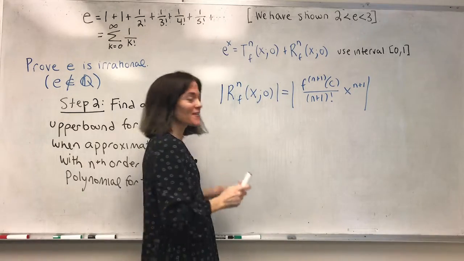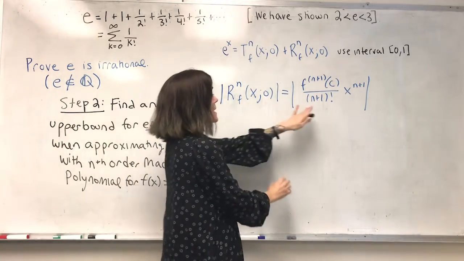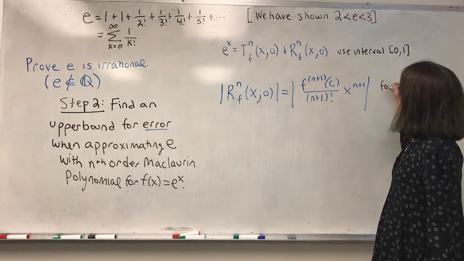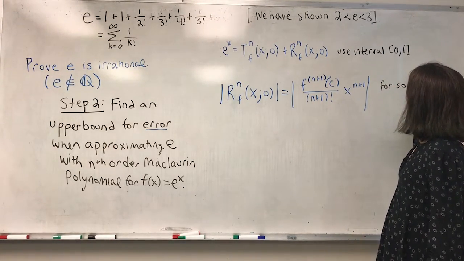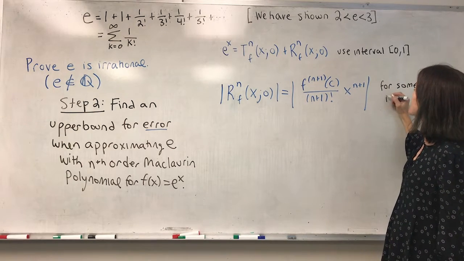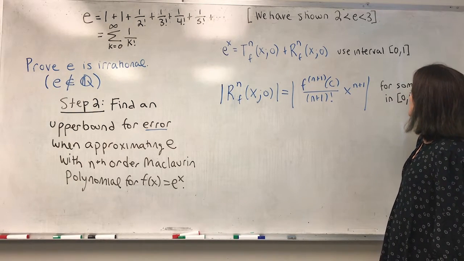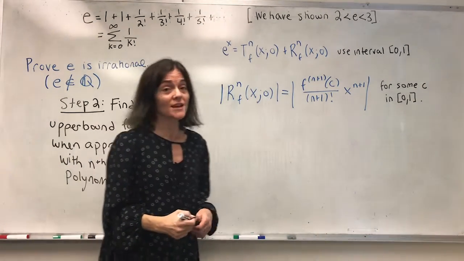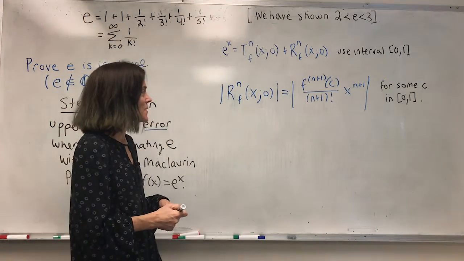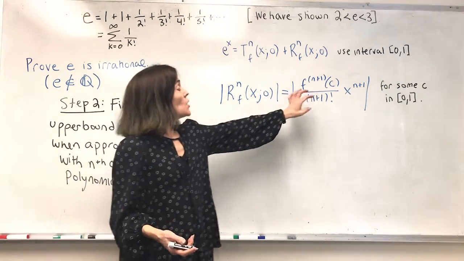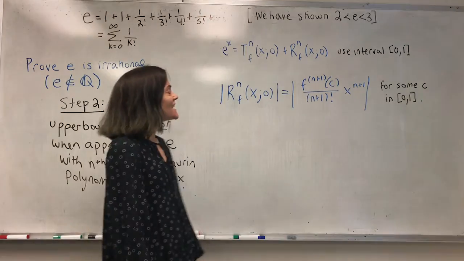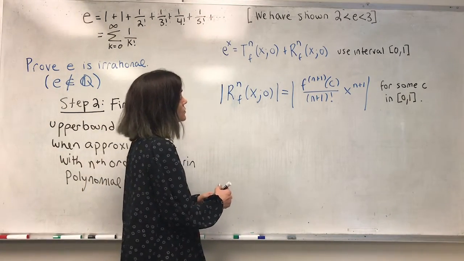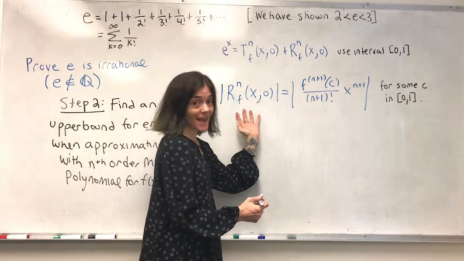To get the error, I put everything in absolute values. This remainder equals this for some c between 0 and 1. For some c, I will write it this way, and I can certainly put the closed interval. It's still a true statement. Now, we don't actually ever find c, if you remember this from class. But theoretically, we know that it exists. So we're going to use this to find a bound on this error.